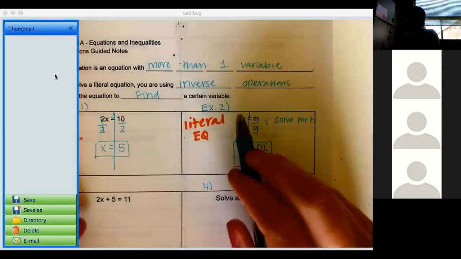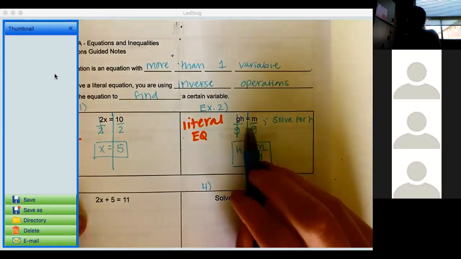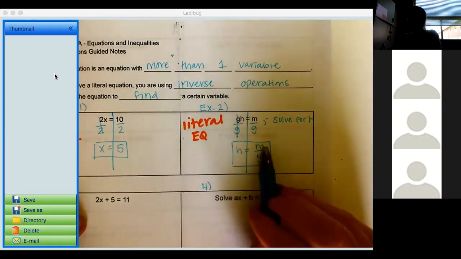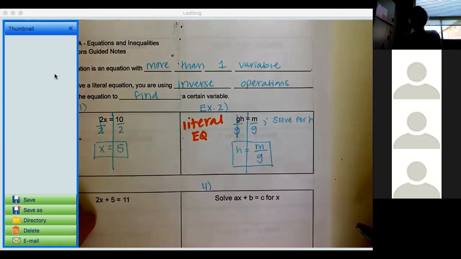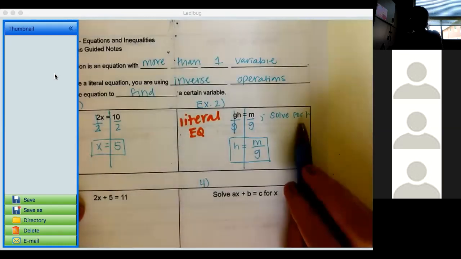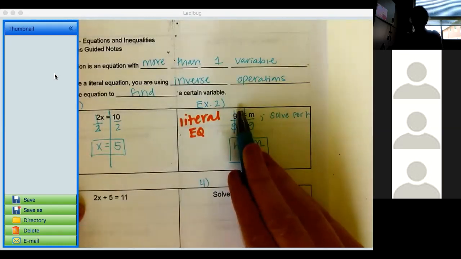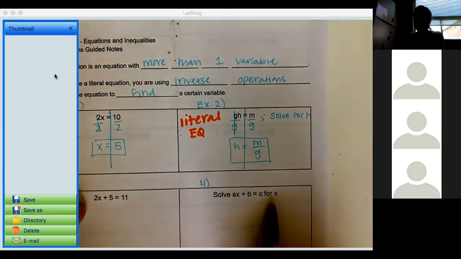Not flip it, we divided by G. And we were left with H equals M over G. So whichever the first letter is, that's what you divide. No, they will tell you what to solve for. I told you to solve for H. So when we covered H, that's why we moved the G, because that's what's on the same side as my pen. See how down here in example 4, they tell us to solve for X?